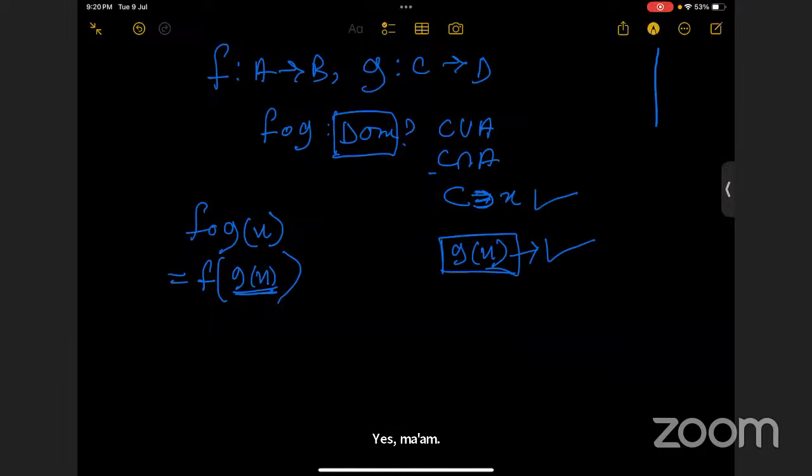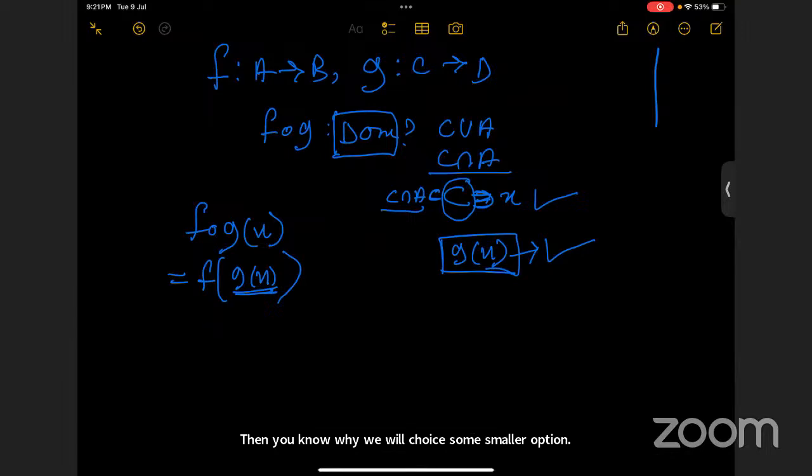If we take C intersection A, then C intersection A is a subset of C, right? We can make it the domain, but we have a bigger option, right? We have the largest set here. And C is a subset of C union A.